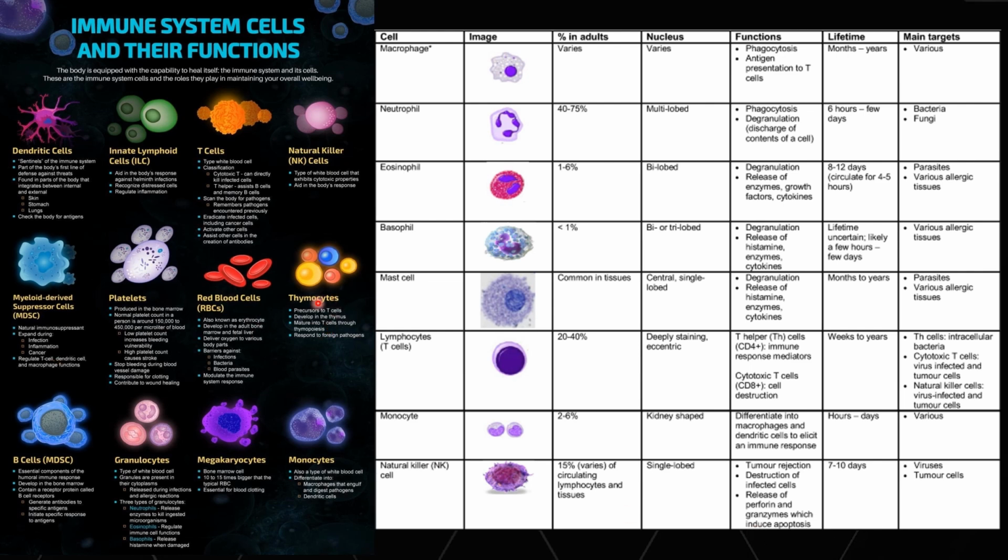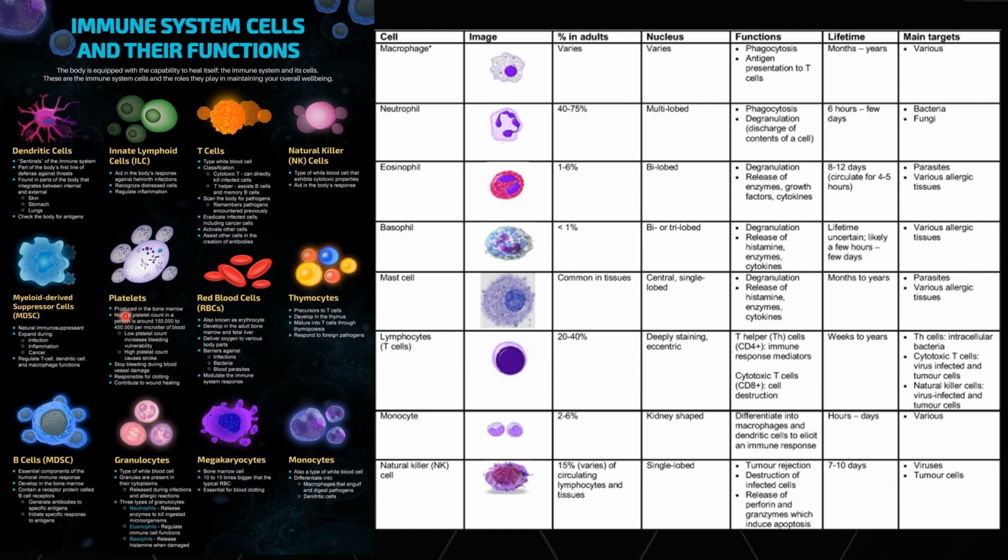Likewise, we have RBC and thymocytes here, where RBCs are also known as erythrocytes. They develop in the adult bone marrow and fetal liver. They deliver oxygen to the various body parts. They are barriers against infection, bacteria and blood parasites. They modulate the immune system response. So RBCs are also there.